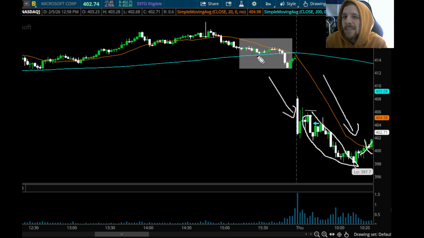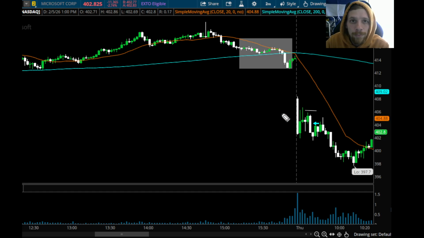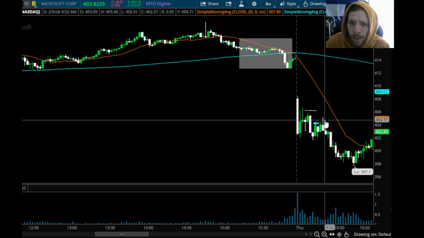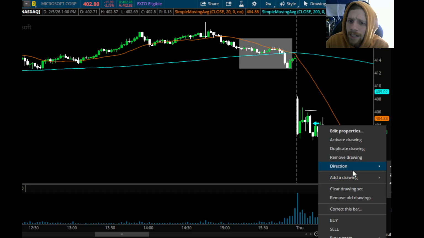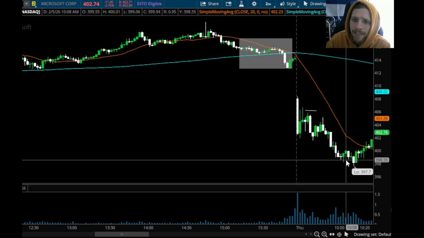So this is a B setup just because of the state of the SMAs going into the open, and then the location of the opening candle in location 2 versus location 1. So that would have been a B setup. A student took that trade, made some decent gains on it. So I'm not mad at that. I'm not mad at that trade.